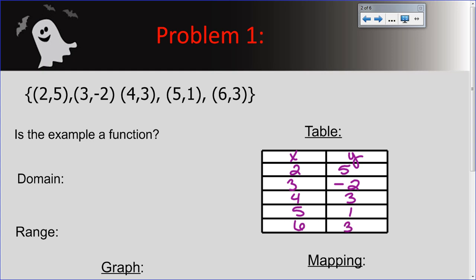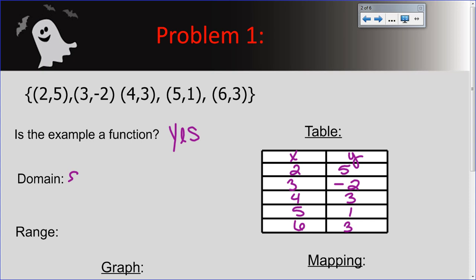And so now I have this lovely little table, and I have listed out all my x's and all my y's, which makes getting the domain, range, and all of that very simple, because it's all right there in front of me. First of all, the first question says, is it a function? Well, to tell if it's a function, I'm going to look at the x values. Are any of the x values the same? I've got 2, 3, 4, 5, 6. Those are all different numbers. Therefore, this is a function because none of my x values repeated.